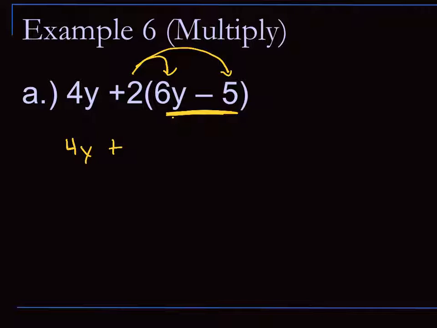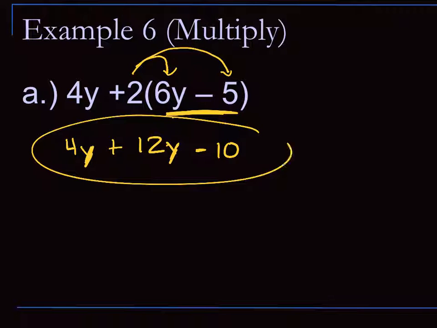What is 2 times 6y? 12y. And 2 times, some people like to call it 2 times a negative 5, or some people like to just put the negative and then multiply 2 times 5. So what am I going to get over here? 10. Okay, so now I've got 4y plus 12y minus 10. Final answer. What did I do wrong?